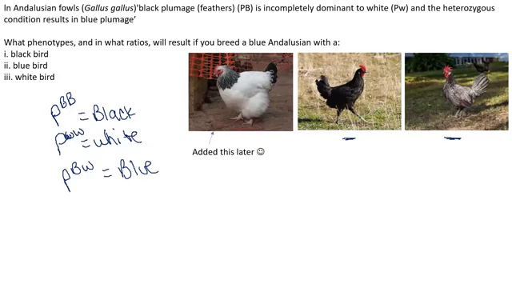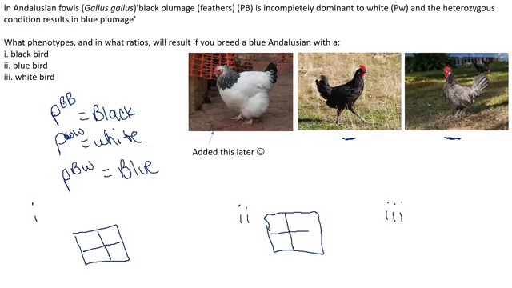Now, the question is asking what phenotypes and their ratios will result if you breed a blue Andalusian with one of each of these. So we have three different ones, so I'm going to plan to do 3 Punnett squares. I'm going to go ahead and draw my 3 Punnett squares.